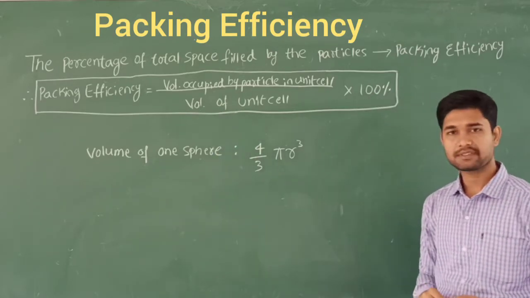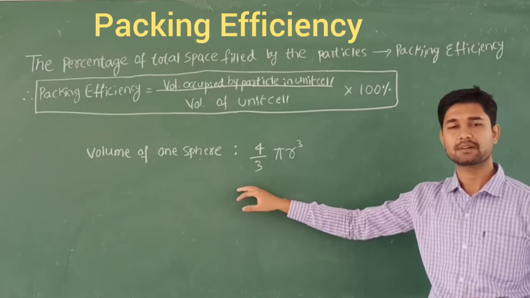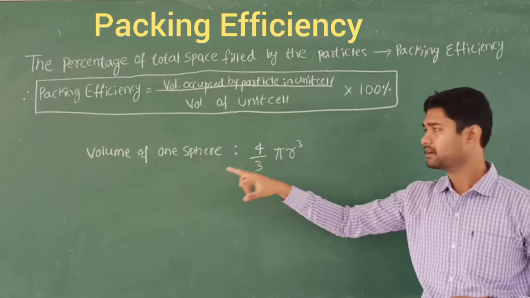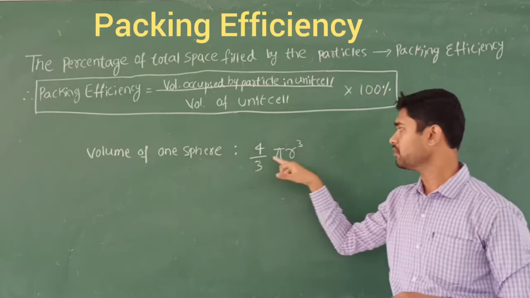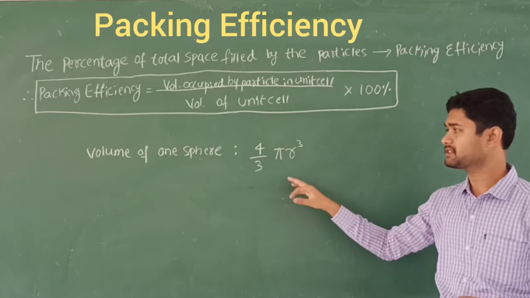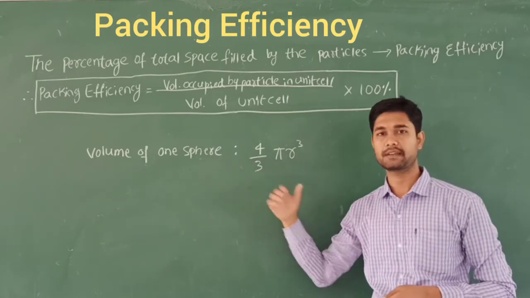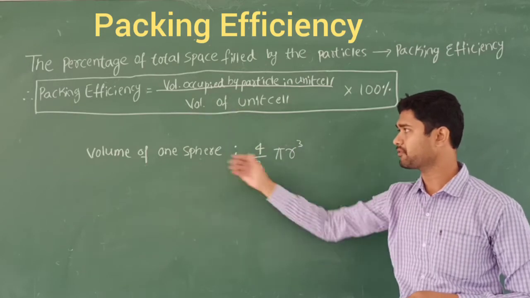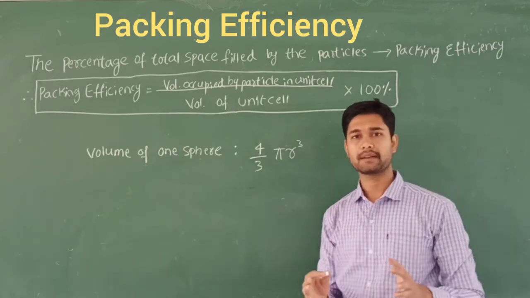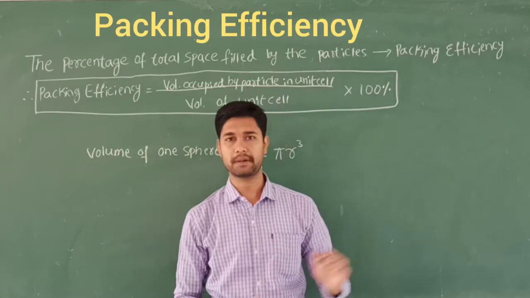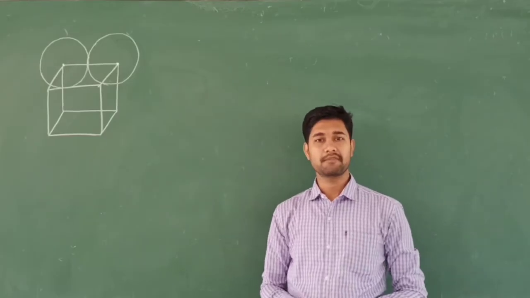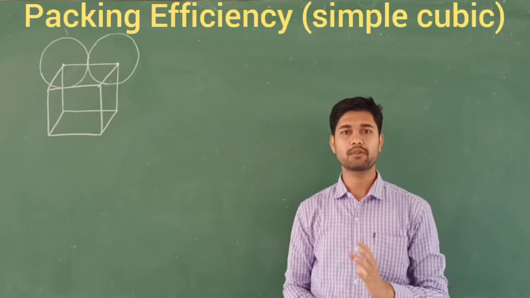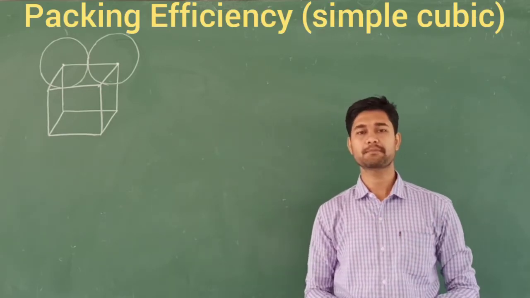This is also very important here because for the spheres which you are going to draw, the volume of one sphere is equal to 4 by 3 pi r cube. This also comes in the derivation. If you know these formulas, packing efficiency and volume of one sphere, we can find out the packing efficiency derivations in all three cases. Let's start the derivation for the simple cubic unit cell. We are going to find out the packing efficiency in the simple cubic unit cell.